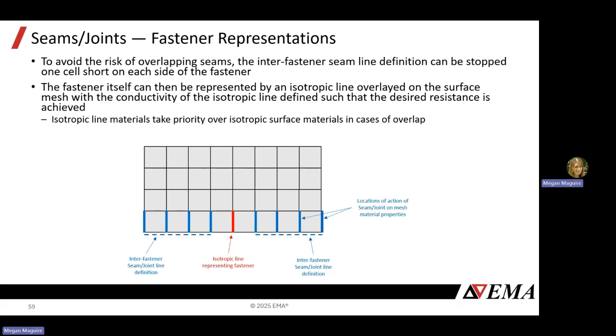One way to avoid this would be to have your interfastener seam stop, instead of one cell, two cells where it stops. And then you can put an isotropic line on that one lattice point where your seam action lines don't exist, and then give your fastener properties to that line.